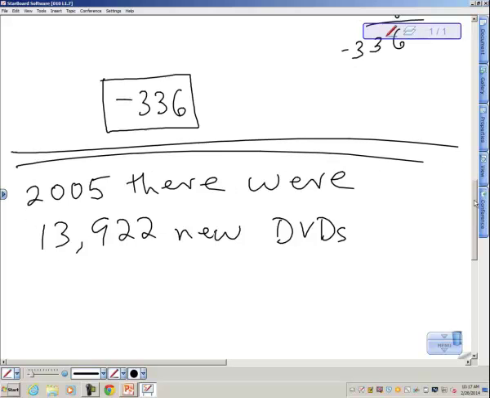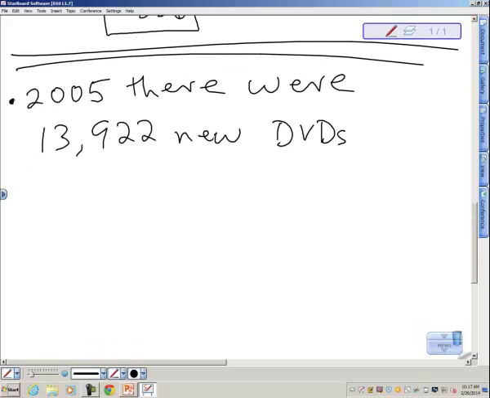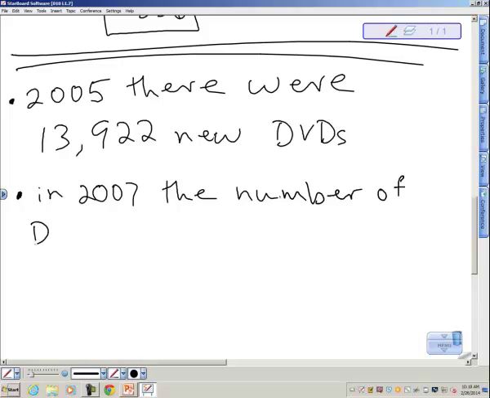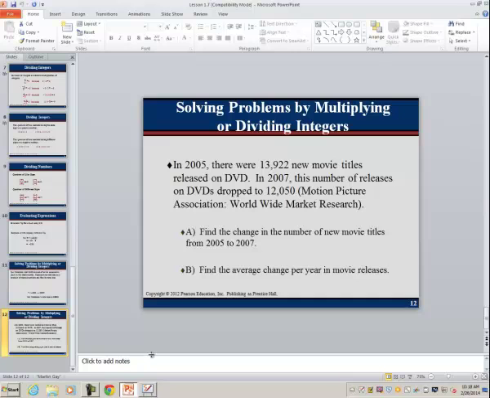Okay, so in 2007, the number of DVDs dropped to 12,050. Okay.